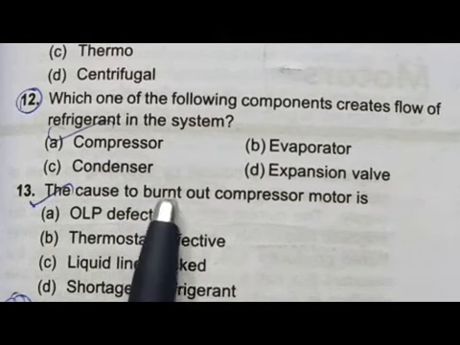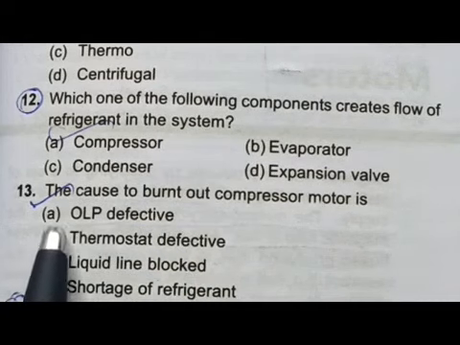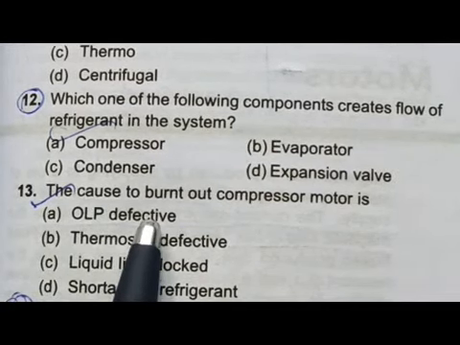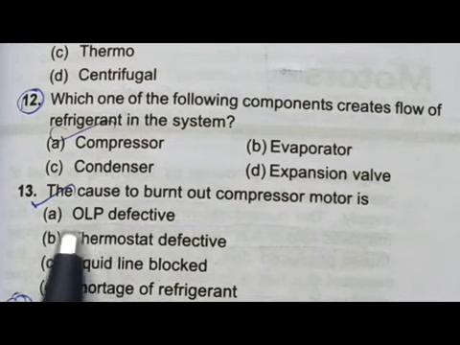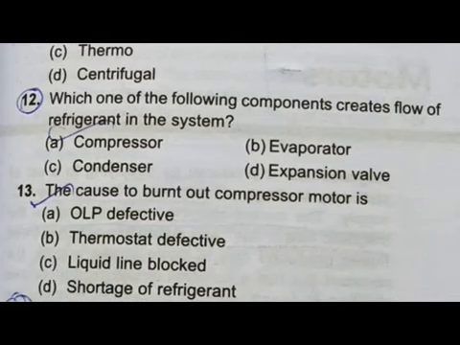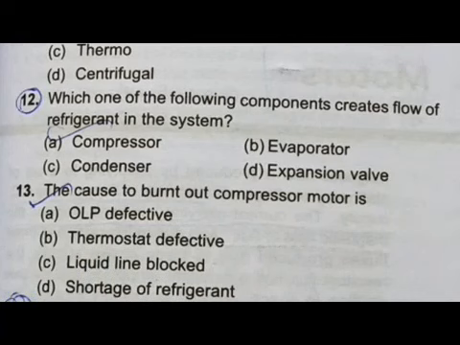Next: the cause of a burnt out compressor motor is OLP defective. The OLP is the overload protector, which protects the compressor from burning or heating, so this is the correct answer. Thermostat defective, liquid line blocked, and shortage of refrigerant are not the correct answers. Only A is the right answer.